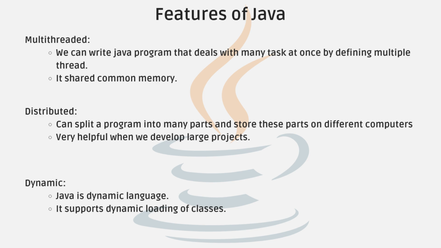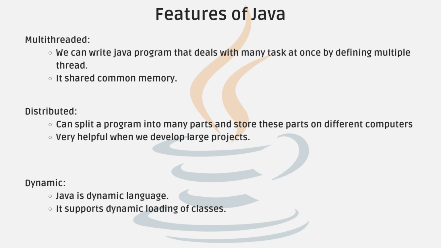The next is it's distributed in nature. Java is distributed in nature. You can split your program into parts and spread them across different computers, which is super handy for large scale projects, right? It's like having your own network of computers working together seamlessly. So this is also one of the best features of Java.